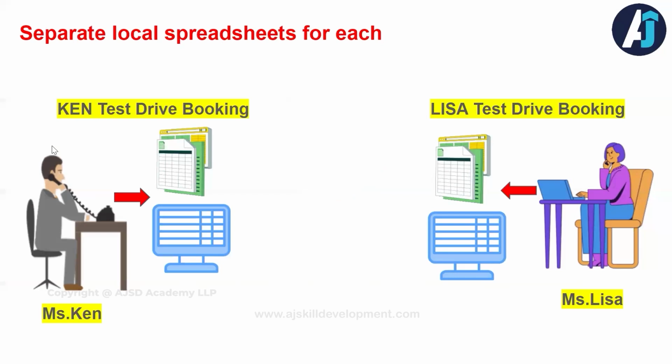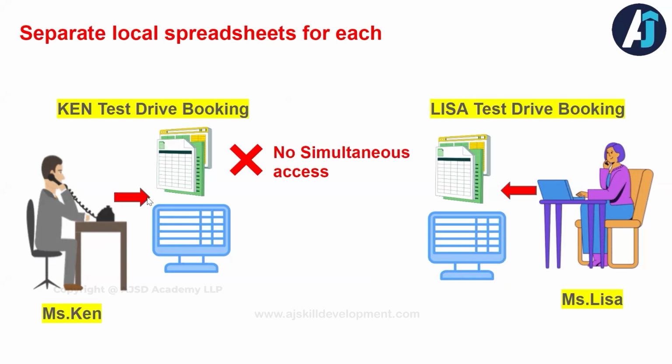What is happening here is both of them are booking all their customers' test drive information in two separate sheets on their own machines. She is maintaining the test drive bookings on her own machine. He is maintaining them on his own machine. Okay, so here we don't have simultaneous access. There is no centralized access. I hope it is clear, right?